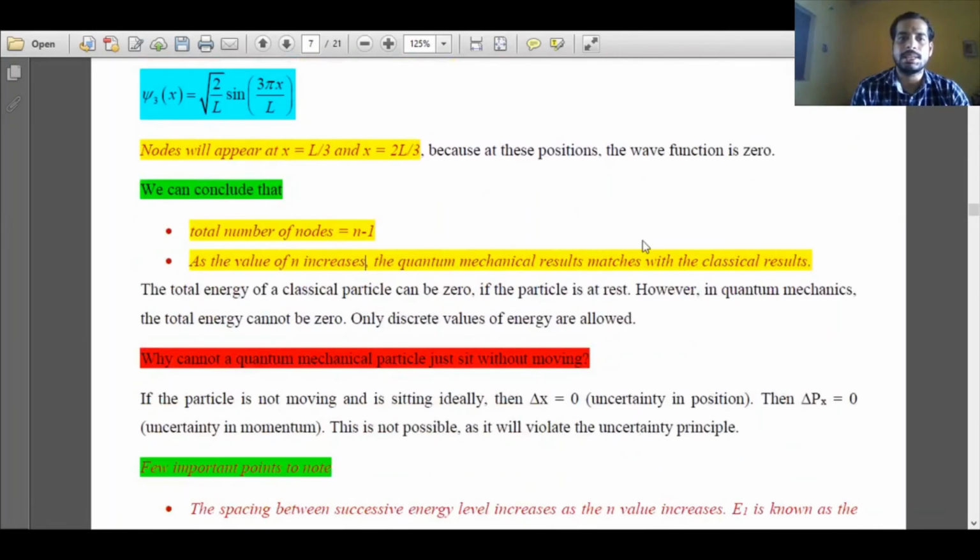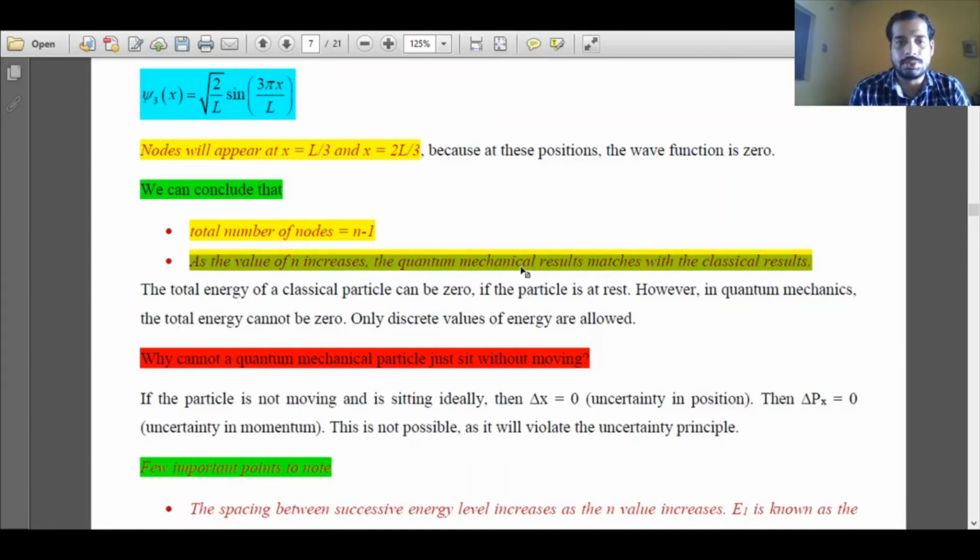Classical result says the particle can be found anywhere between 0 to L, but quantum mechanics says when the n value is less, we can precisely say where the particle will be found. But when n increases, we cannot say where the particle will be found. So as the value of n increases, the quantum mechanical result matches with classical results. Again, this is an important observation, and this observation is called the correspondence principle.